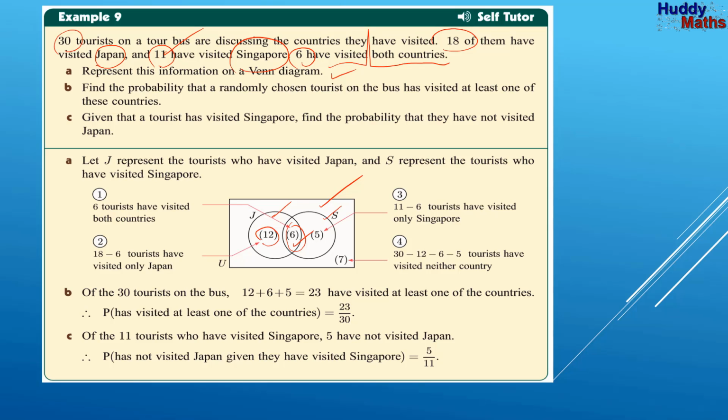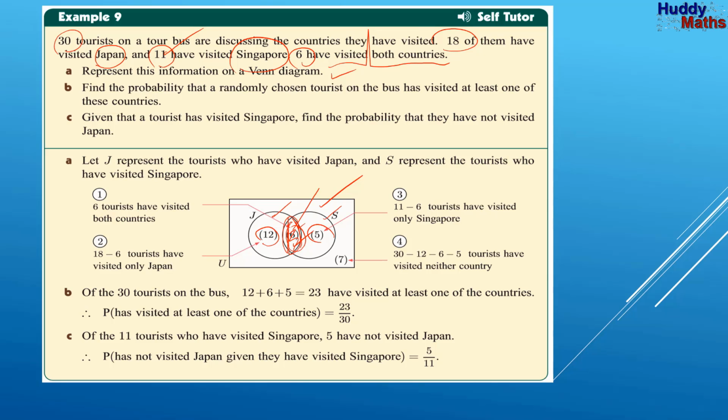11 visited Singapore. But 6 of those, so you've got to put this in first, 6 of those did Singapore and Japan. So 11 takes 6 is 5. So just watch, that's a tricky one there. You must really put in all the people in the middle who did both countries.